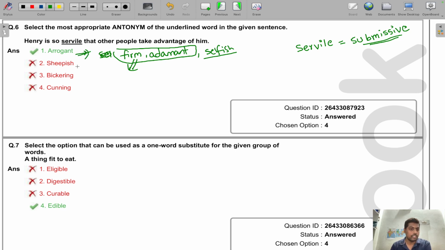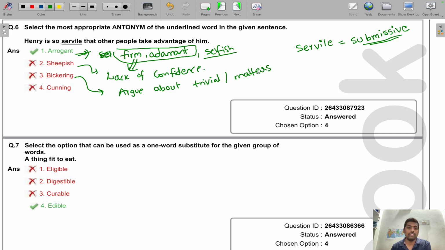And sheepish, you can make a note of this one, guys. Sheepish means lack of confidence. And the next one, bickering, also you can make a note of this one, guys. Bickering means you argue about trivial matters, or matters which are not important.